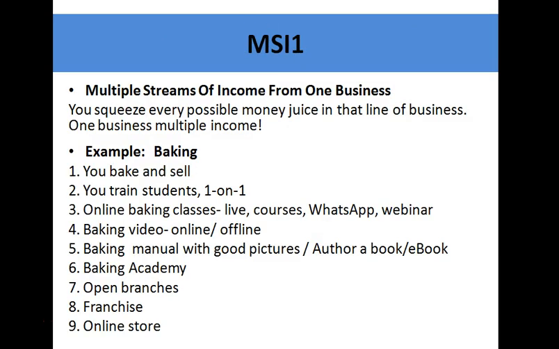So multiple streams of income 1, that's MSI 1. You squeeze every possible money juice in that line of business. One business, multiple income. So you're focusing on one line of business, but from it you're able to create several sources of income. Let's look at our example.